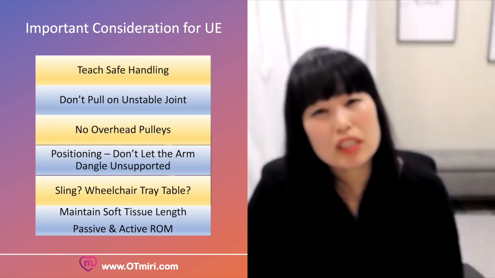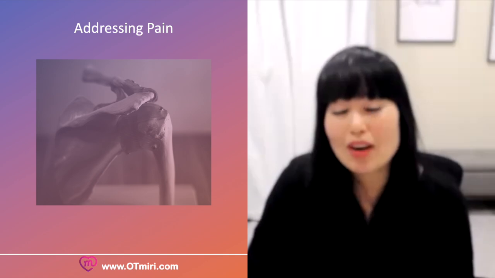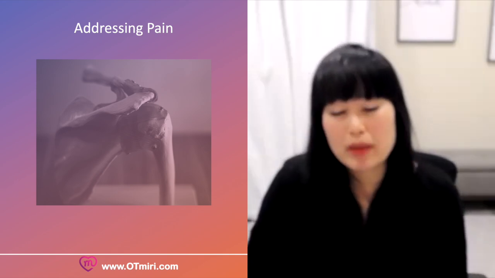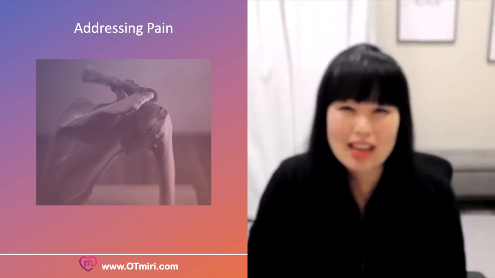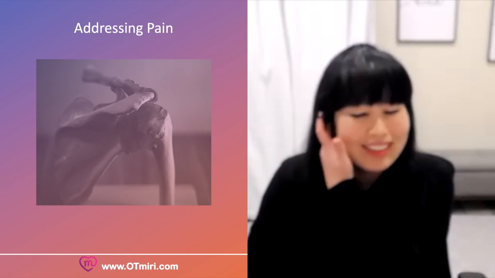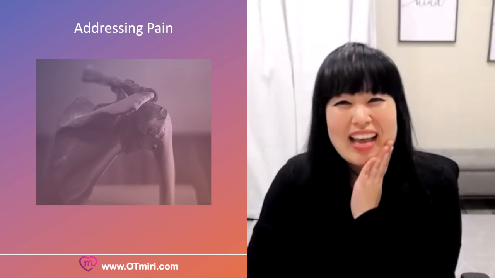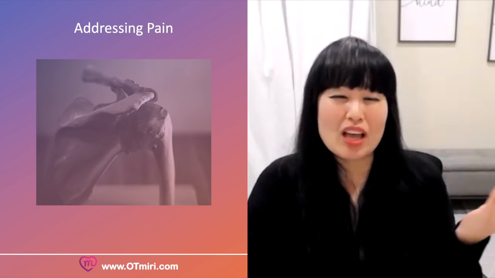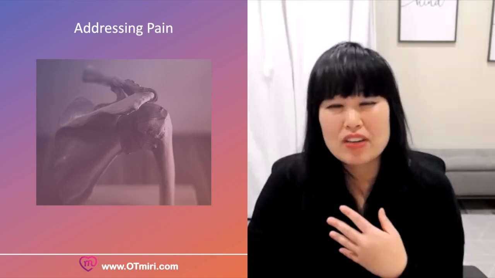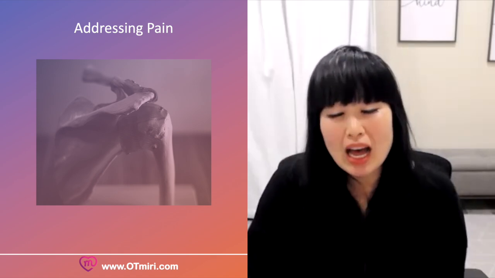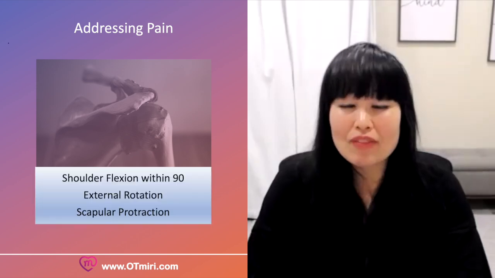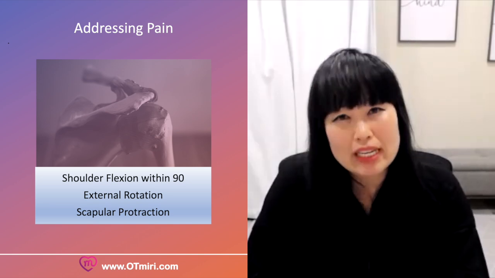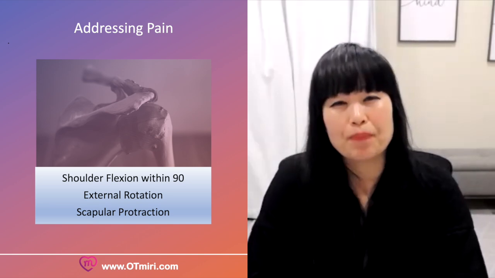Now, if the patient is experiencing pain, and you may come across this a lot because the incidence of shoulder pain in patients with hemiplegia has been reported to be as high as 72%. The range is actually pretty wild, but it has been reported to be as high as 72%. And so what are some things we can do to help reduce pain? Well, we know that movement in the context of functional activity is beneficial for the upper extremity, but we have to now be sure to keep the shoulder flexion within 90 degrees and have them do activities that facilitate external rotation and scapular protraction, okay?